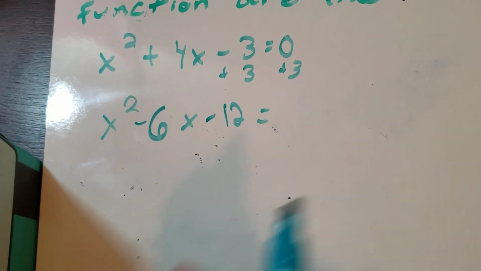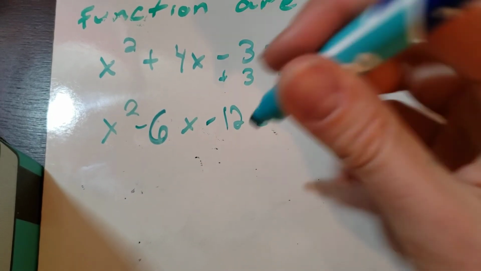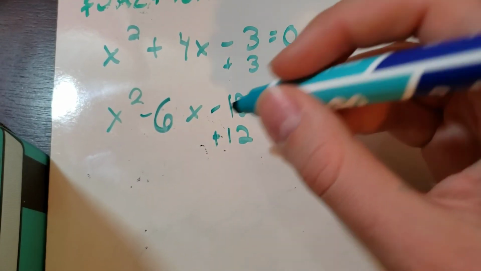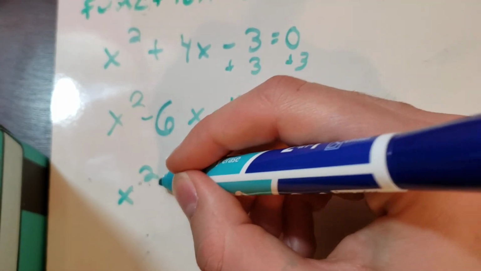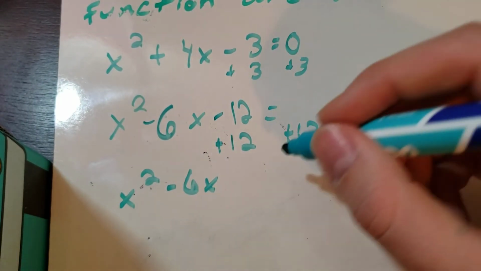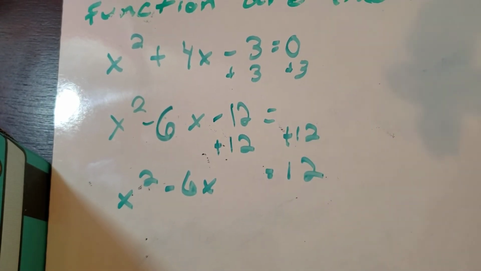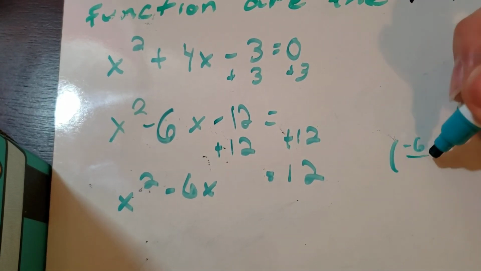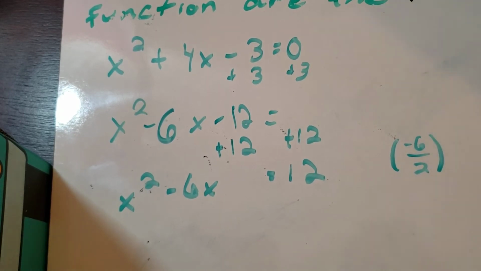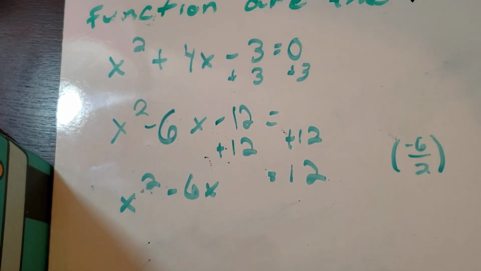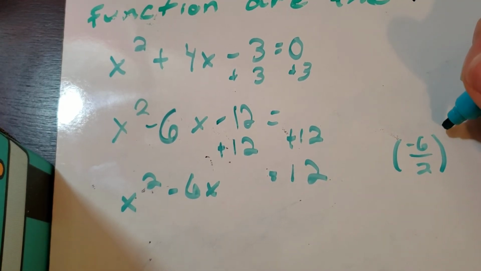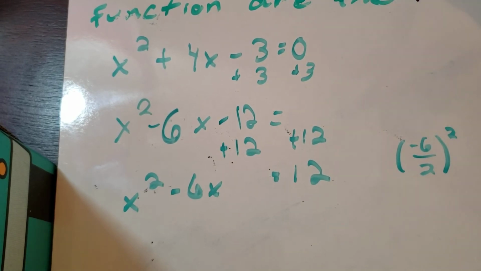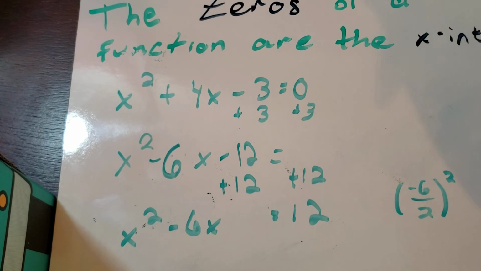Okay. Again, we're going to try to, by completing the square, so I'm going to add 12 to both sides. It's going to give us x squared minus 6x equals positive 12. But again, our b over 2 squared, negative 6 over 2, negative 3. Negative 3 squared is 9. Oh, tartar sauce, that's not what I wanted. So positive 9. Since I'm doing this in my head, please forgive me.